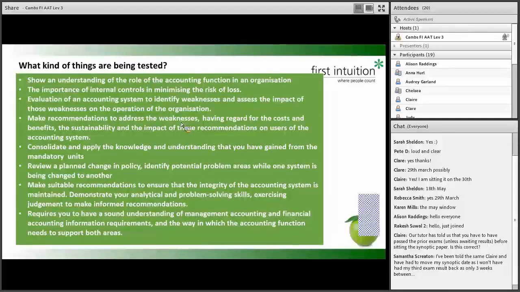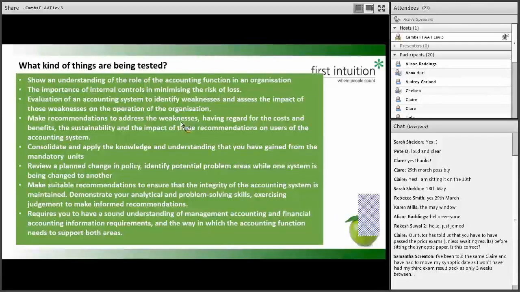The sustainability and the impact of those recommendations on users of the accounting system. Are they going to benefit from it? Is there going to be an additional cost? Is there going to be a motivational impact? Are we going to need training of staff? We're kind of considering the big picture in an organisation. Anything we're recommending, who's it going to have an impact on? What's the good and the bad that's going to come out of it?